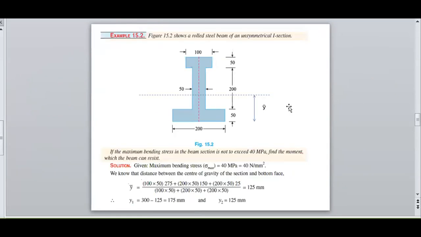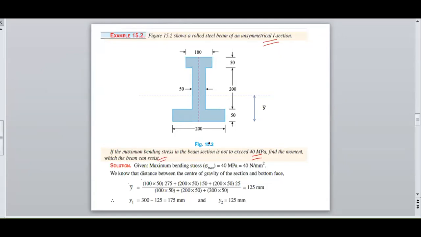So next problem, unsymmetrical cross section, and it is an I cross section. The figure shows an I cross section. If the maximum bending stress in the beam is 40 megapascal, find the moment which the beam can resist.